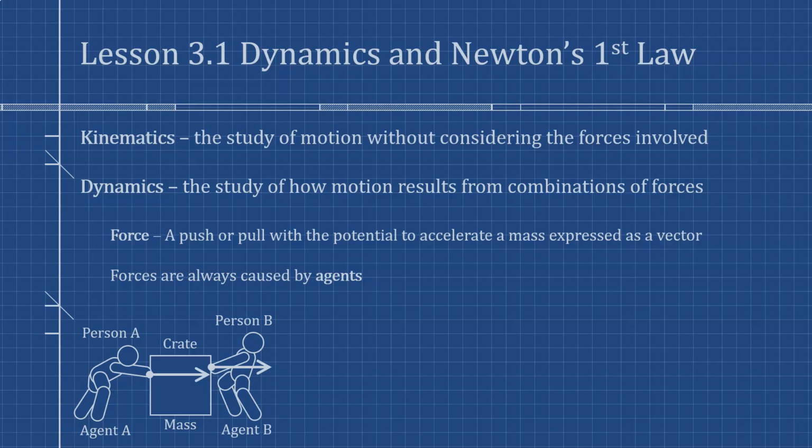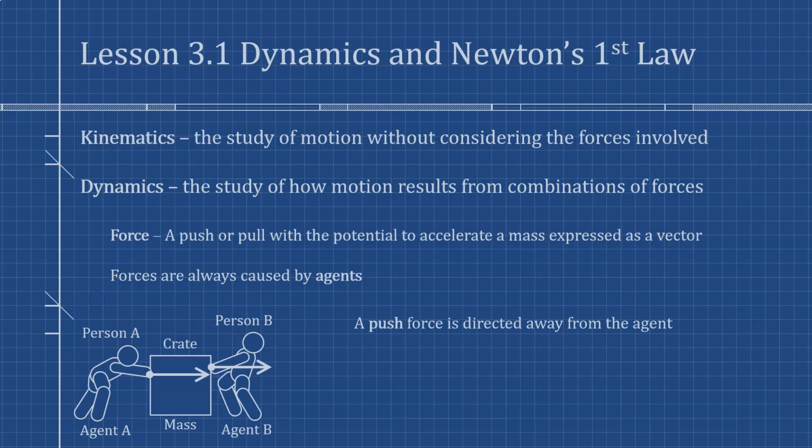So notice what's happening. Person A is putting hands on the crate and applying a push force to the crate. Person B is a second agent putting hands on the crate and applying a contact force, pulling the crate with a forward force. So both of the forces are in the same direction. One's a push, one's a pull.